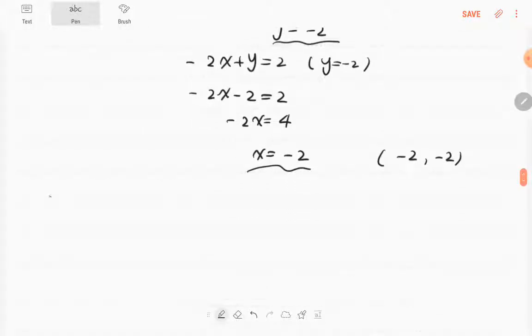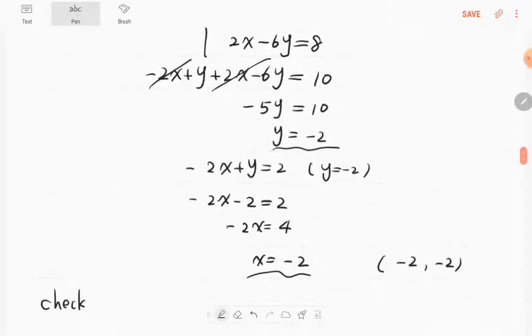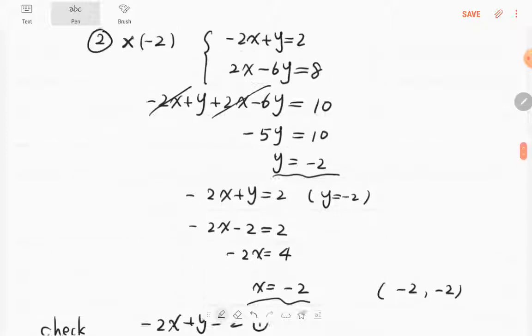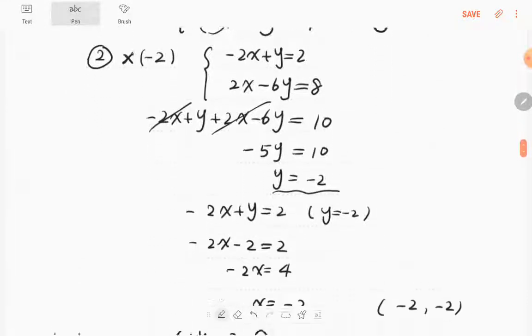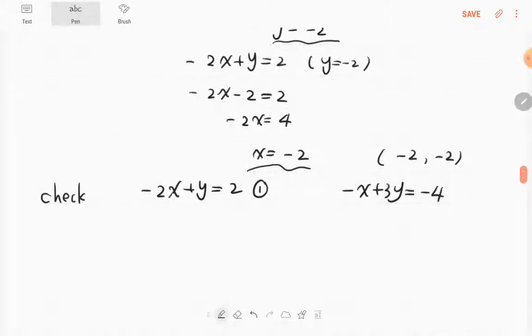Next step, we're going to check our solution. Go back to the original equation 1 and equation 2. We write them down and check them. This is our first equation, right? And our second one will be minus x plus 3y equals -4. This will be the second one. We use -2 to replace x. And y is also equal to -2.